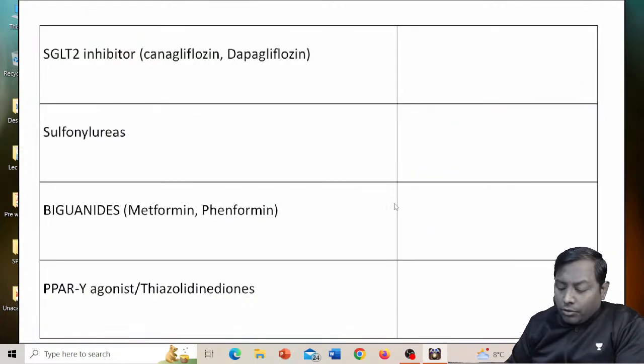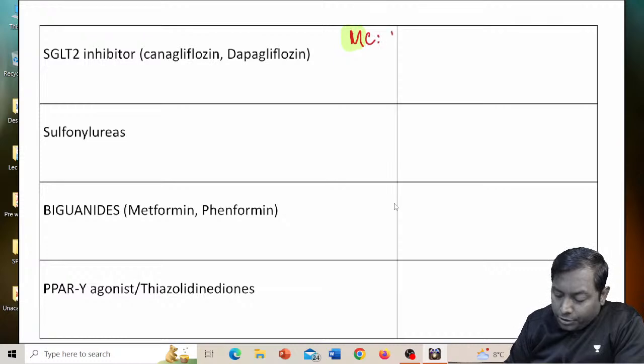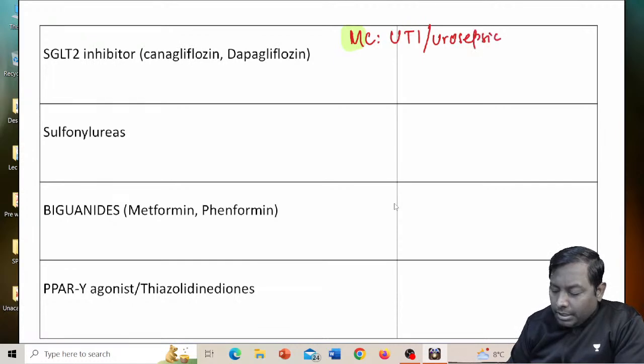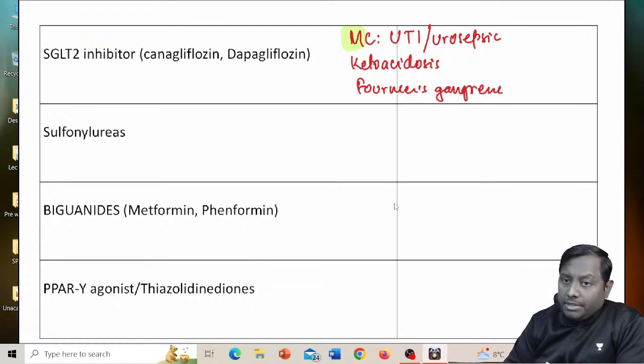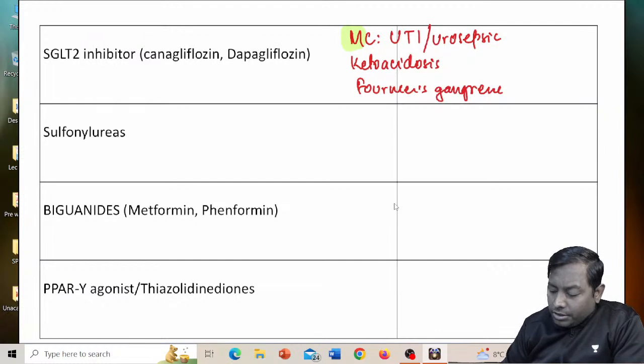Next again, SGLT2 inhibitor. The most common side effect that we have for SGLT2 inhibitors will be your UTI. Another term that is used is urosepsis. It can also lead to other side effects like ketoacidosis, Fournier gangrene. So please do remember this. Fournier gangrene has been reported multiple times, and one time the question has been asked already. They will also be causing side effects like weight loss and increasing the fracture risk.